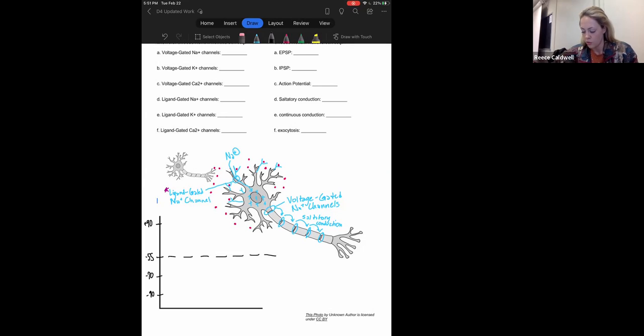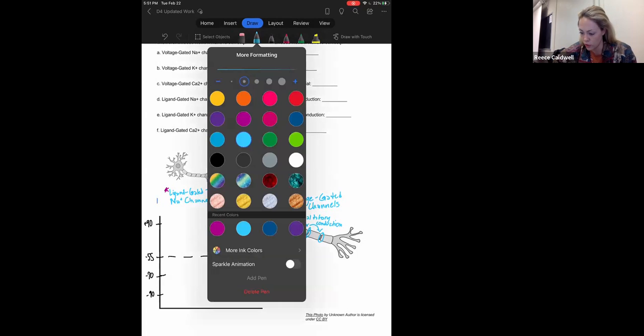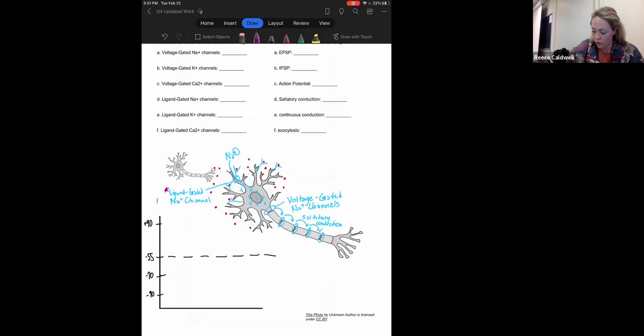So what we see is that whenever a cell is at rest, it's sitting at about negative 70 millivolts. And now I'm going to actually use the correct color I meant to use before. So once we start opening those ligand-gated channels, we see this kind of stair-stepping action up to our threshold point. So whenever that sodium is coming in through those ligand-gated channels, we're making the cell more positive until the millivoltage reaches negative 55. So going from negative 70 up to negative 55, that means it's becoming more positive.